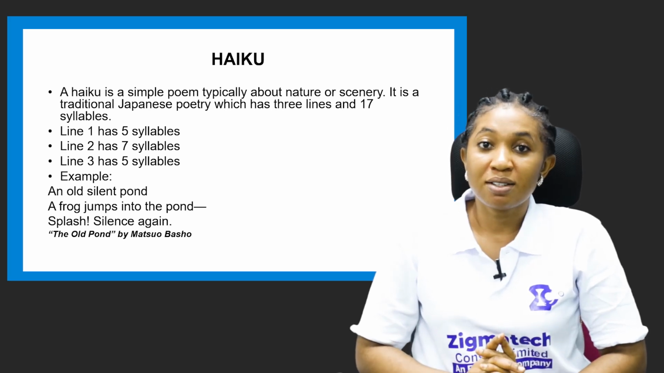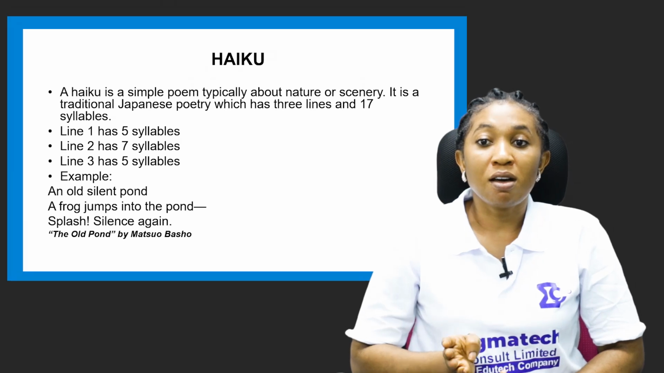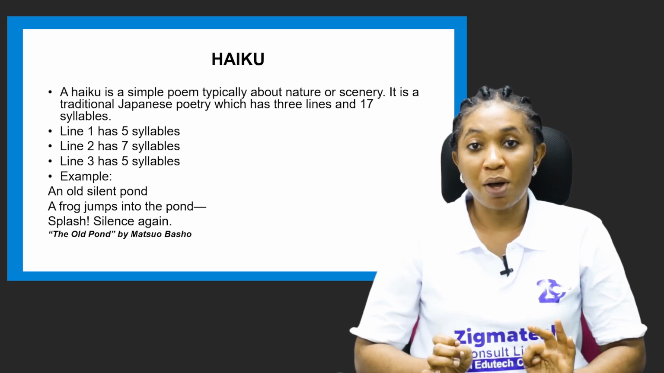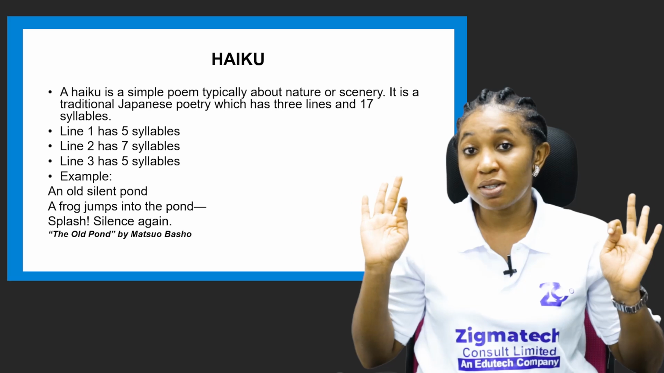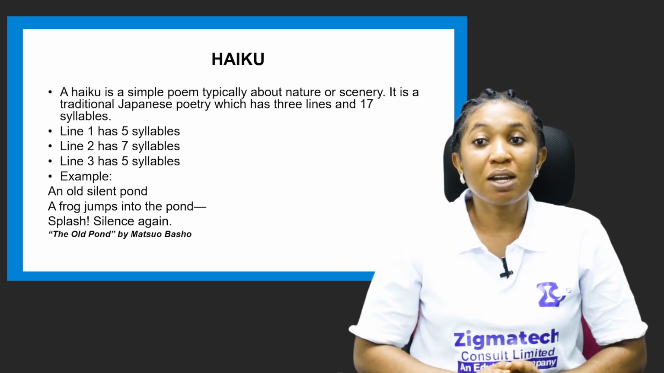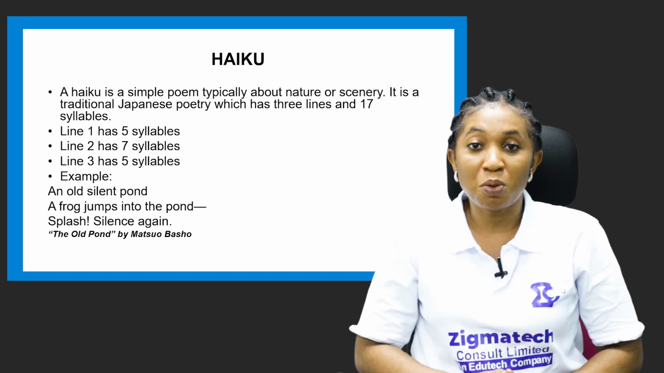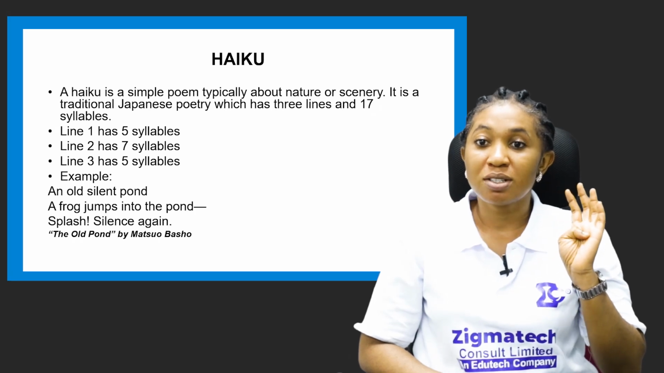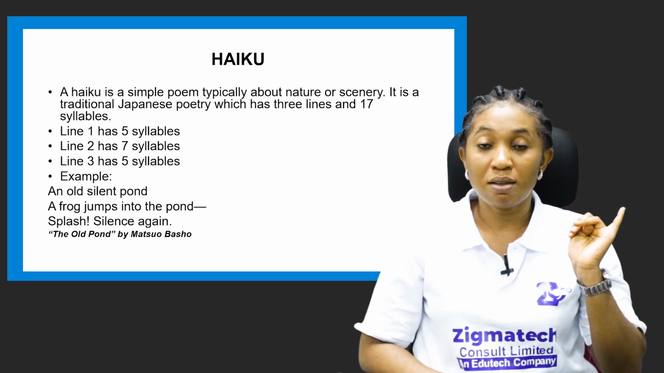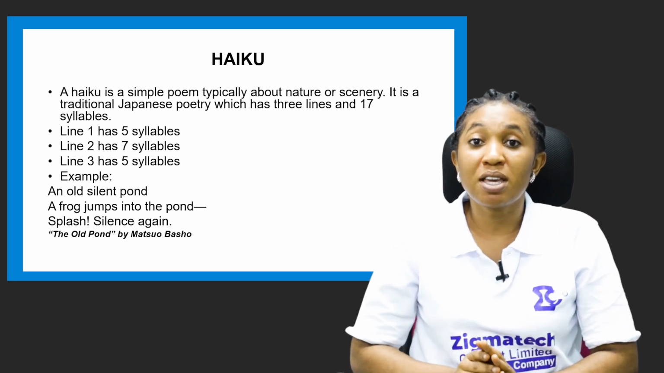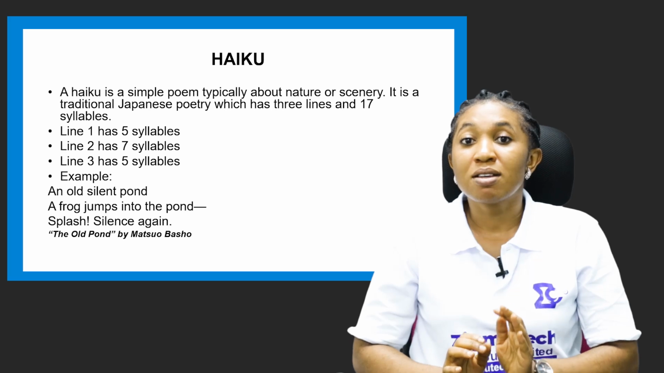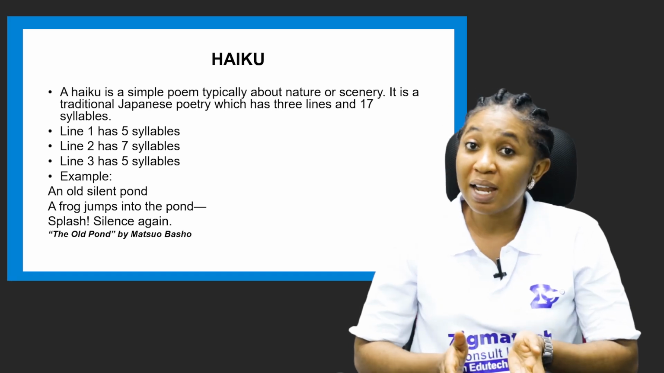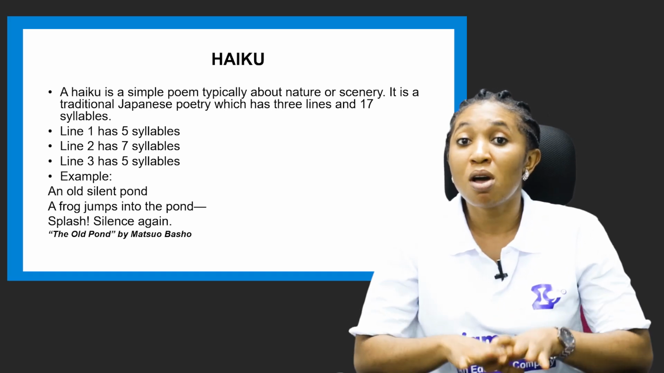Now what about the second line? Let's count. A frog jumps into the pond. How many syllables altogether? 7 syllables. Then the last line has another 5 syllables. So I'm going to leave you to do that one. Now you go. Okay? Splash, silence, again. So as you can see, a haiku has 17 syllables in 3 lines. Okay? 3 lines of a poem and then 17 syllables all together.